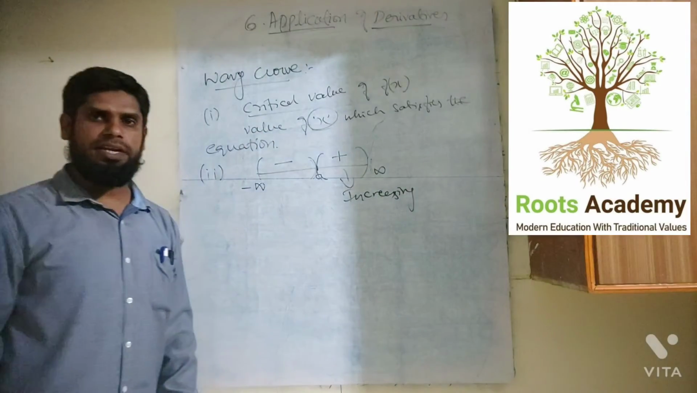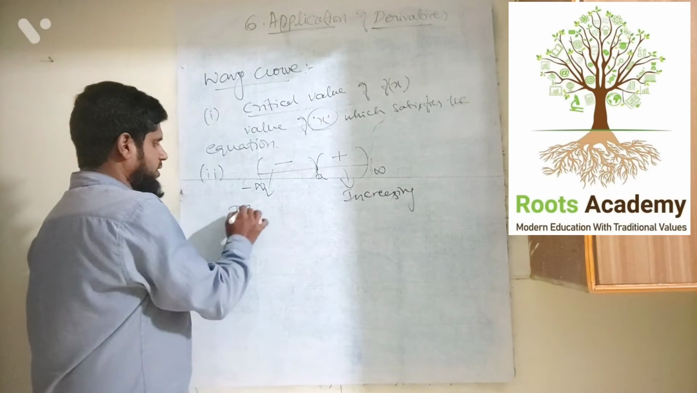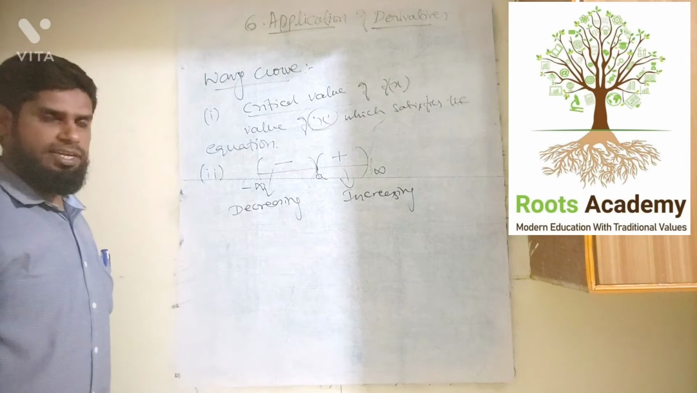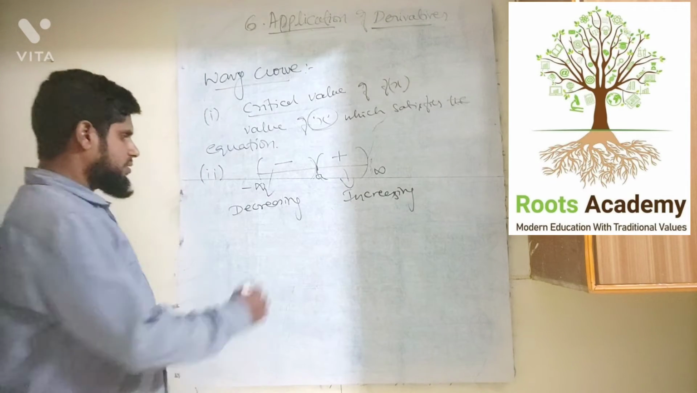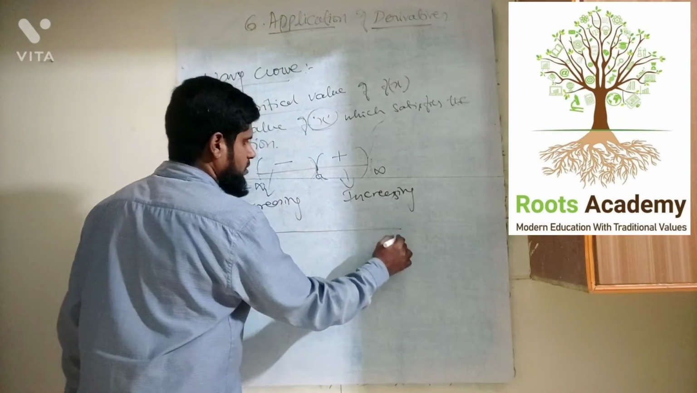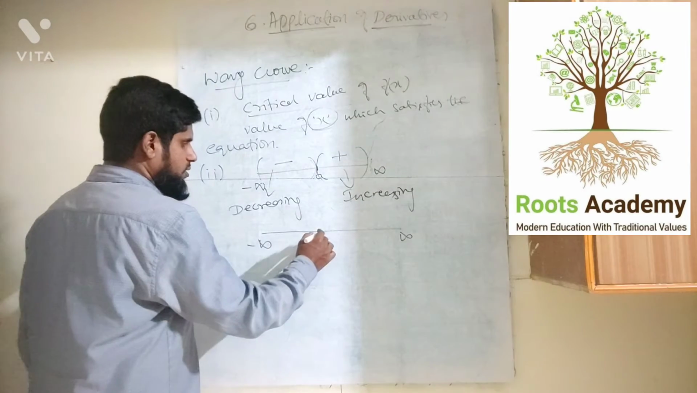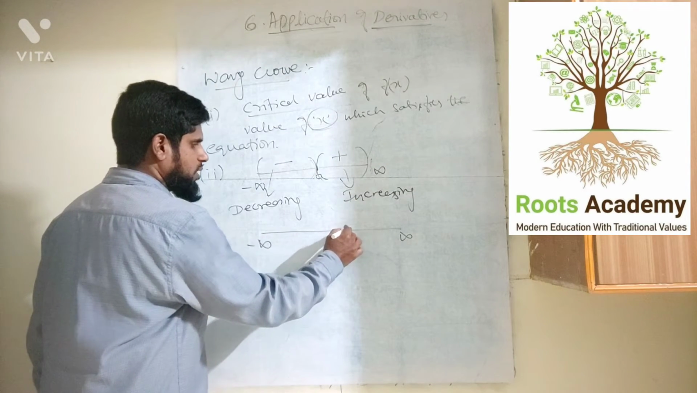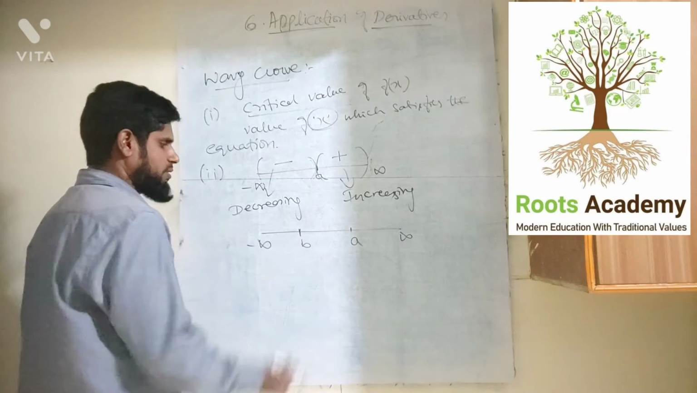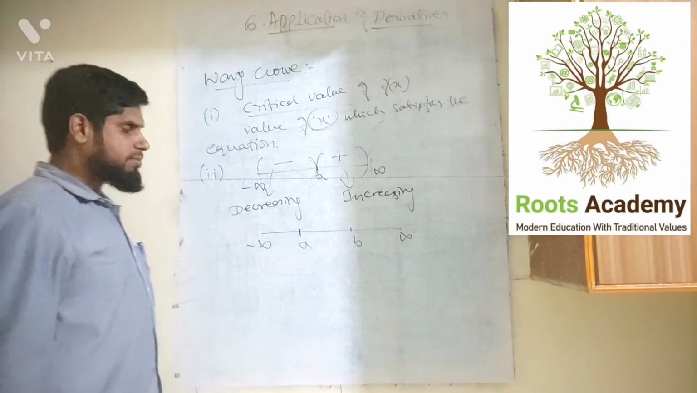Then the function is increasing. And wherever we mark minus, it is decreasing there. Function is decreasing. As I said, if you get two critical values, this is plus infinity, minus infinity. One we get A here, and B here.